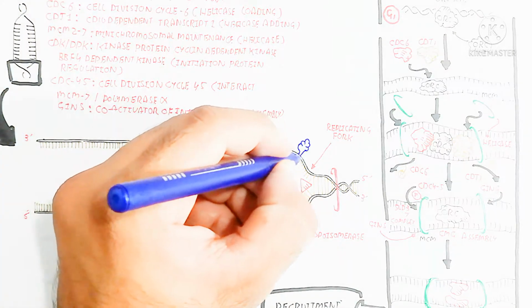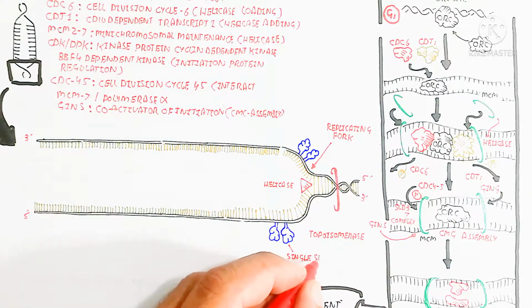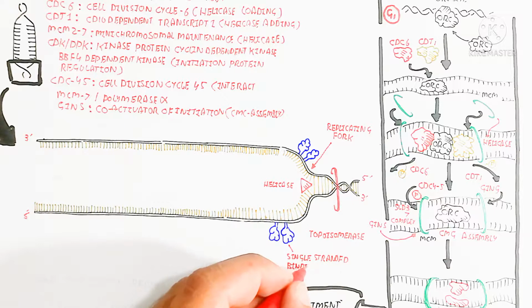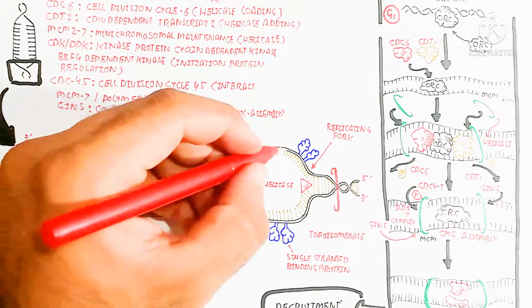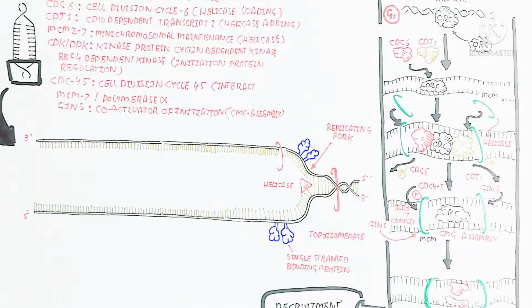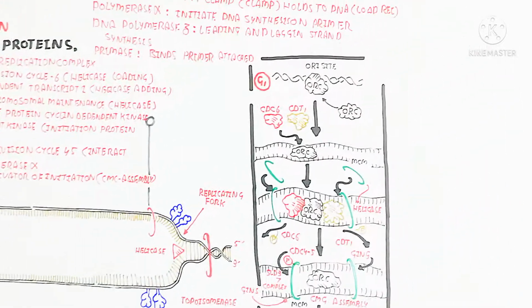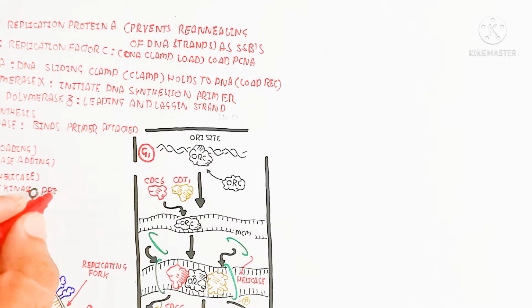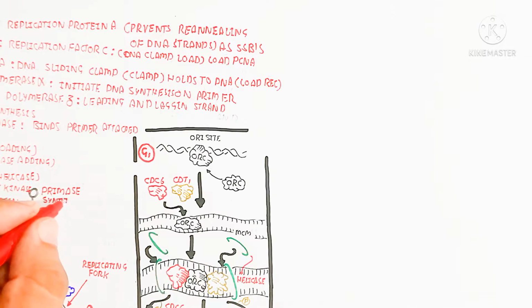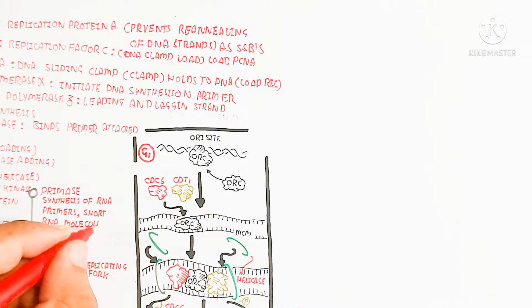Here the single stranded binding protein will be attached at the replicating fork, and it maintains the structure of the single strand of DNA. Another enzyme is the primase. This primase synthesizes RNA primers, short RNA molecules that act as a starting point for synthesis initiation.